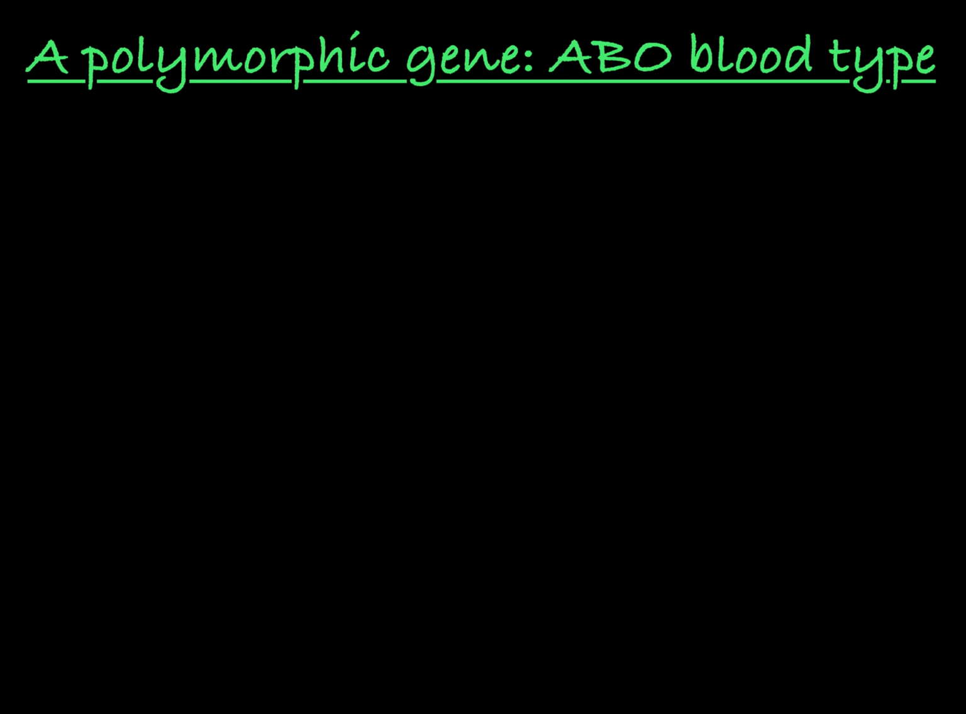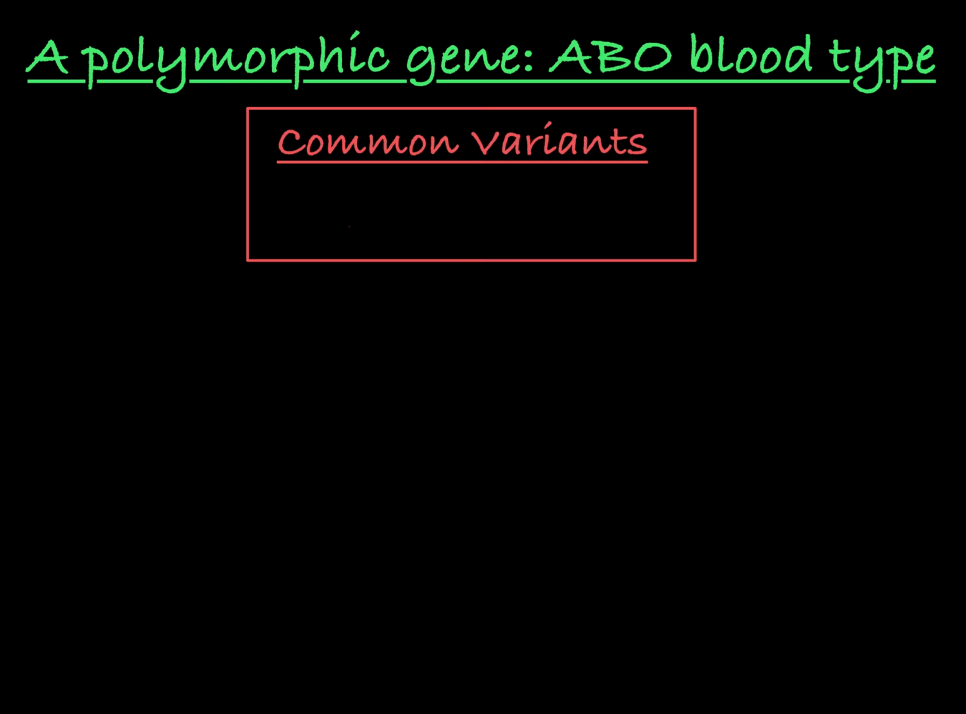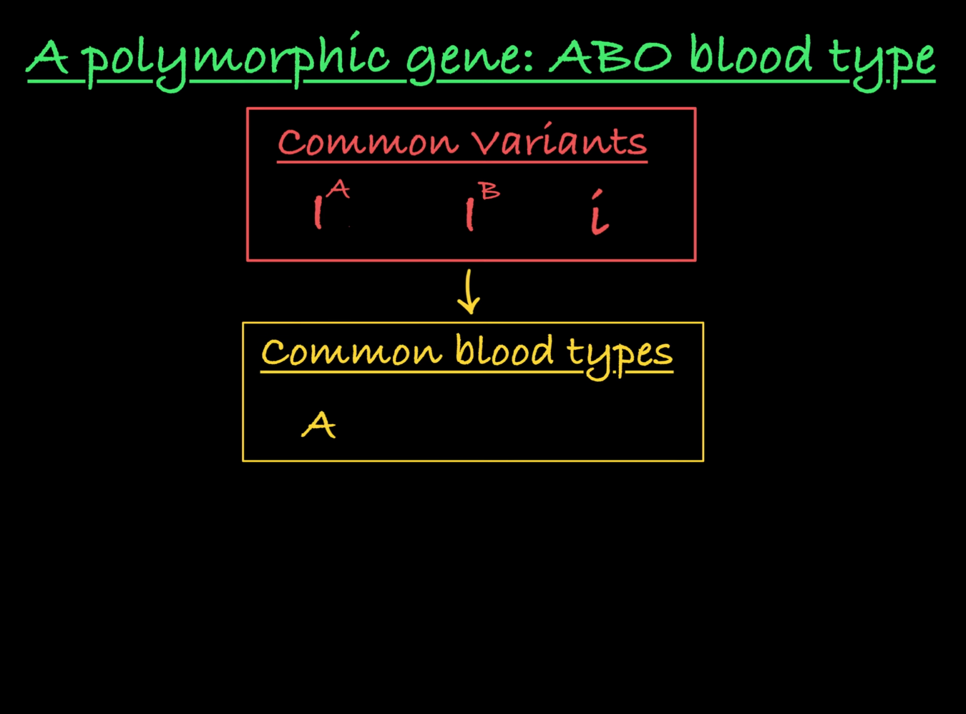An example of a polymorphic gene in humans is the ABO gene that determines blood type. This gene has three common variants, IA, IB, and the recessive i. Together, these three alleles allow people to have four different common blood types, A, B, AB, and O.